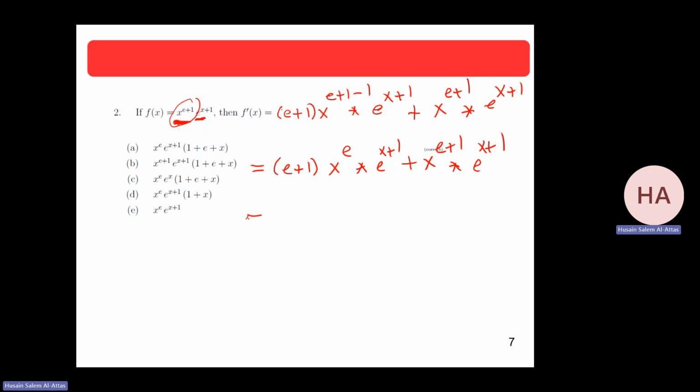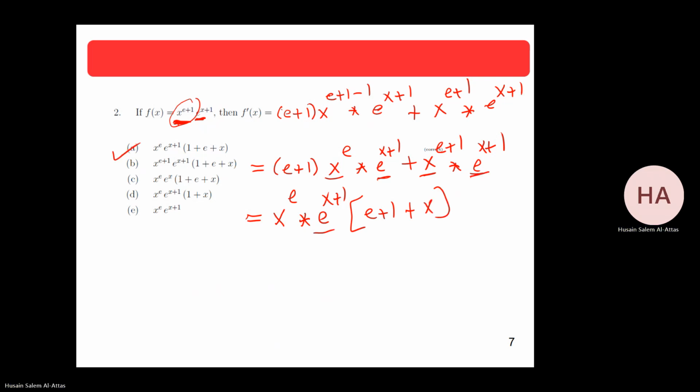Okay, now we'll take x to the power e as a common factor and e to the power x plus 1 as a common factor. I take this with the least power, and this one, I take it as is. What's the remaining? Here I have e plus 1. Here, this one is there. This one gives me x. So that will be my answer.